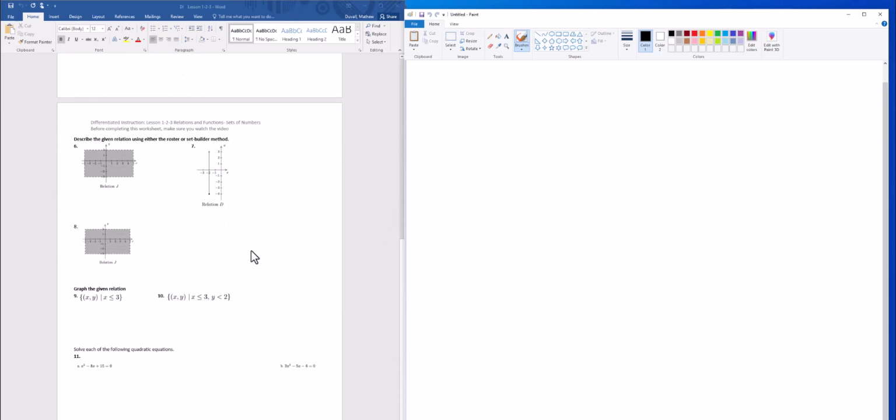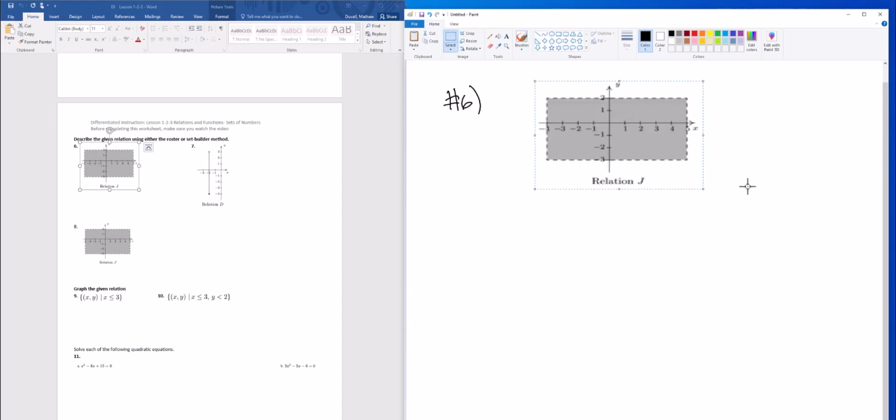All right, number 6, it says describe the given relation using either the roster or the set builder. So I'm going to copy and paste this over there, so it'll be a little easier for us to visualize. All right. So I know this is a relation, so I'm going to have x and y. The reason why I'm not writing it specific is because it seems like there are multiple x values, there are multiple y values.